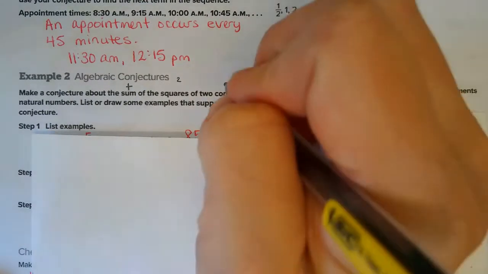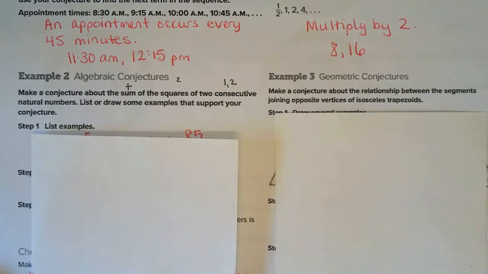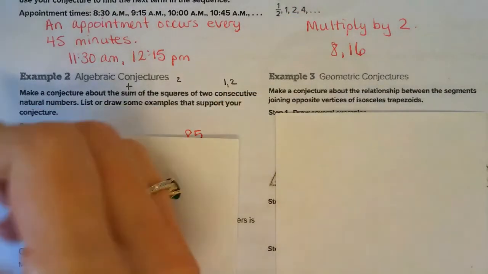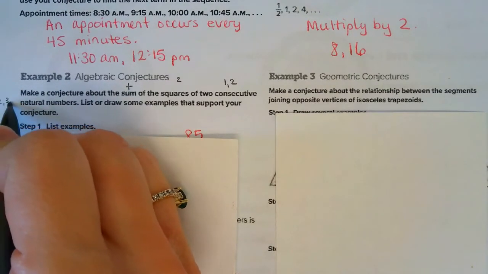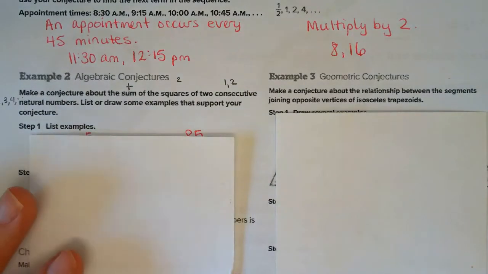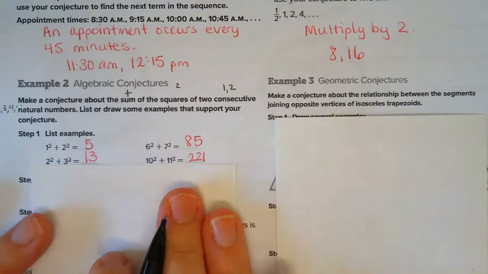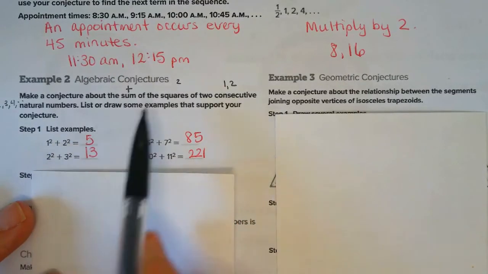Consecutive means they are right next to each other on the number line. So like 1, 2 are consecutive. And natural numbers, meaning numbers that are whole starting at 1. So 1, 2, 3, 4, etc. are natural numbers. So we're going to list some examples to get started. So here they have 1 and 2. So 1 squared plus 2 squared.